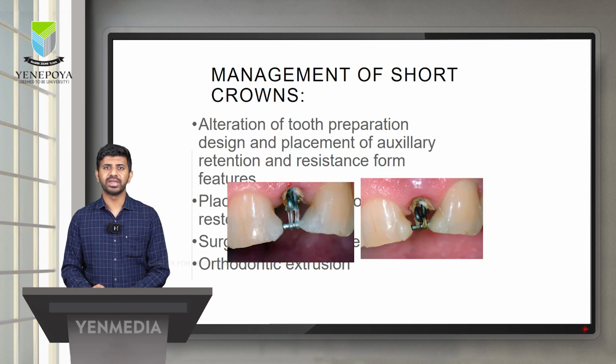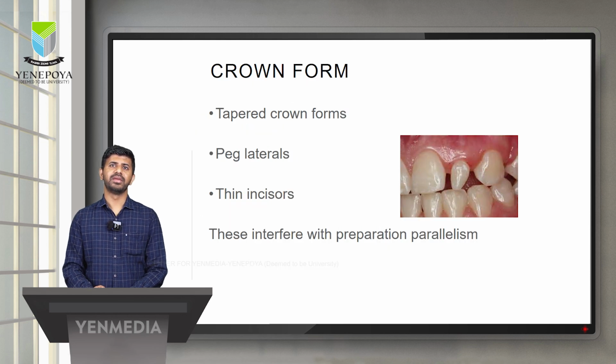This is another way where you can have something called elastic bands, where you can have the anchor taken from the adjacent two teeth and the bands going to pull the tooth from the root surface.